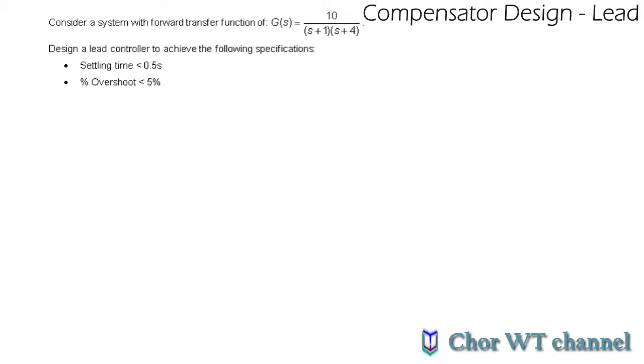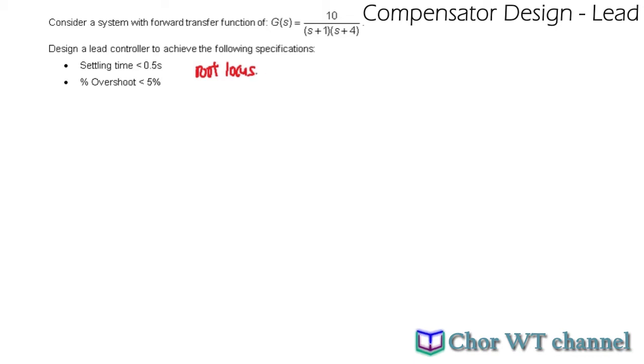In this video, I'm going to demonstrate how we design a lead controller to achieve the time domain specifications of settling time and maximum overshoot. There are a few ways of designing the lead controller, but as we can see over here, the requirement that we face is the time domain settling time and maximum overshoot, which are related to the dominant roots of a system. Hence, by looking at the specification that we need to achieve, we will be using the root locus approach.